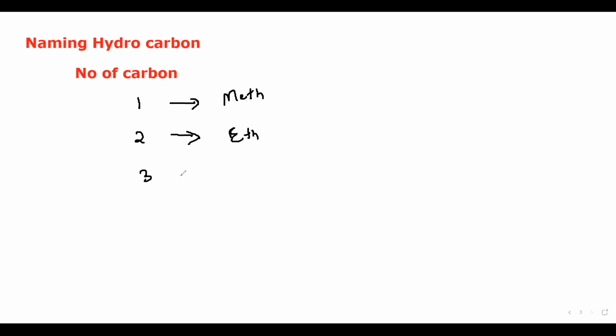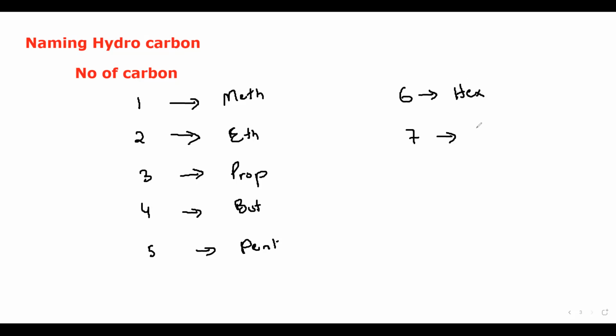If there are three carbons, it will be prop. If there are four carbons, it should be but. If five carbons, it should be pent. Six carbons, it will be hex. Seven carbons, it will be hept. Eight carbons, it will be oct. Nine carbons, it will be non.